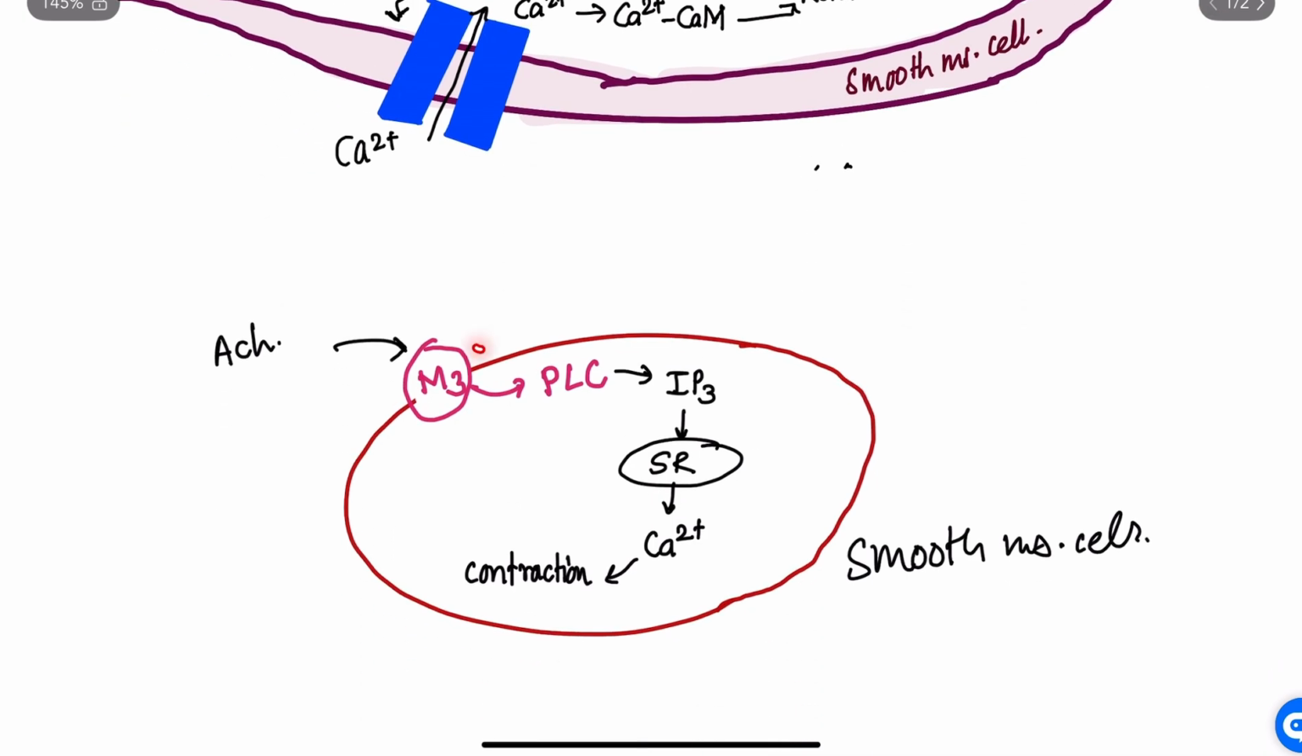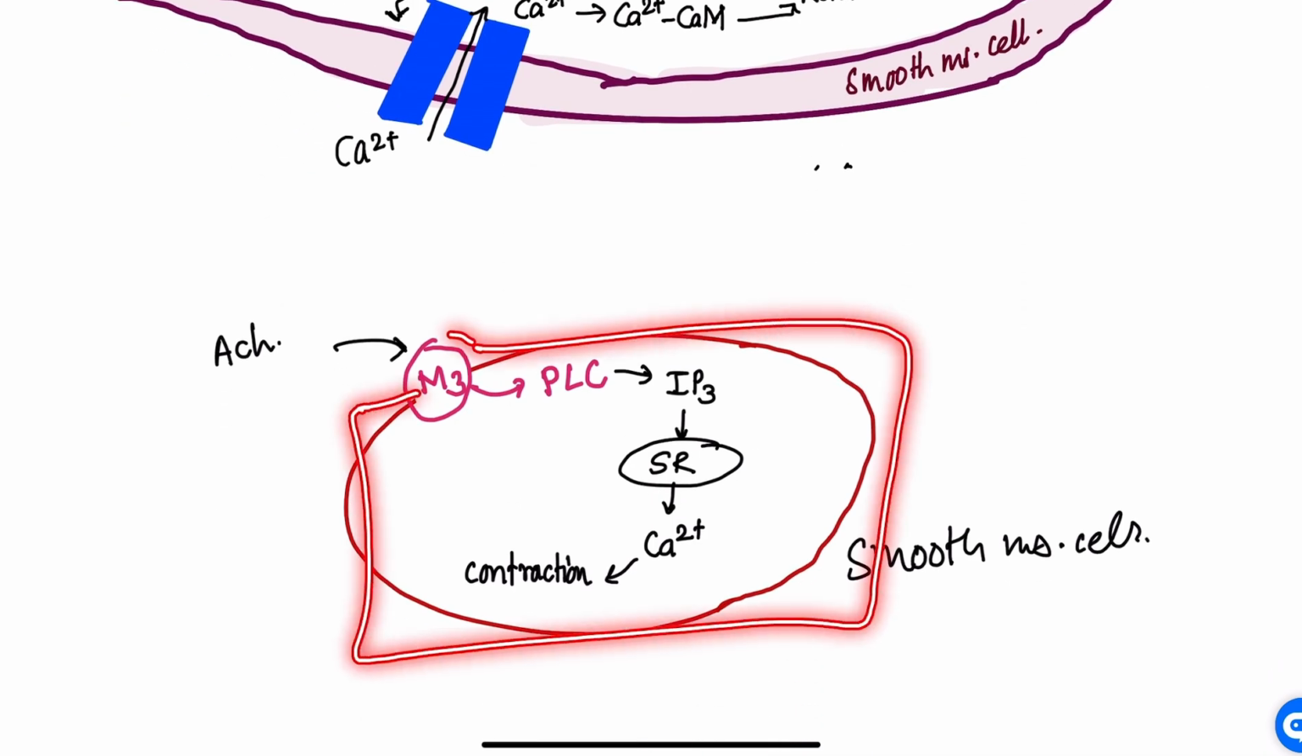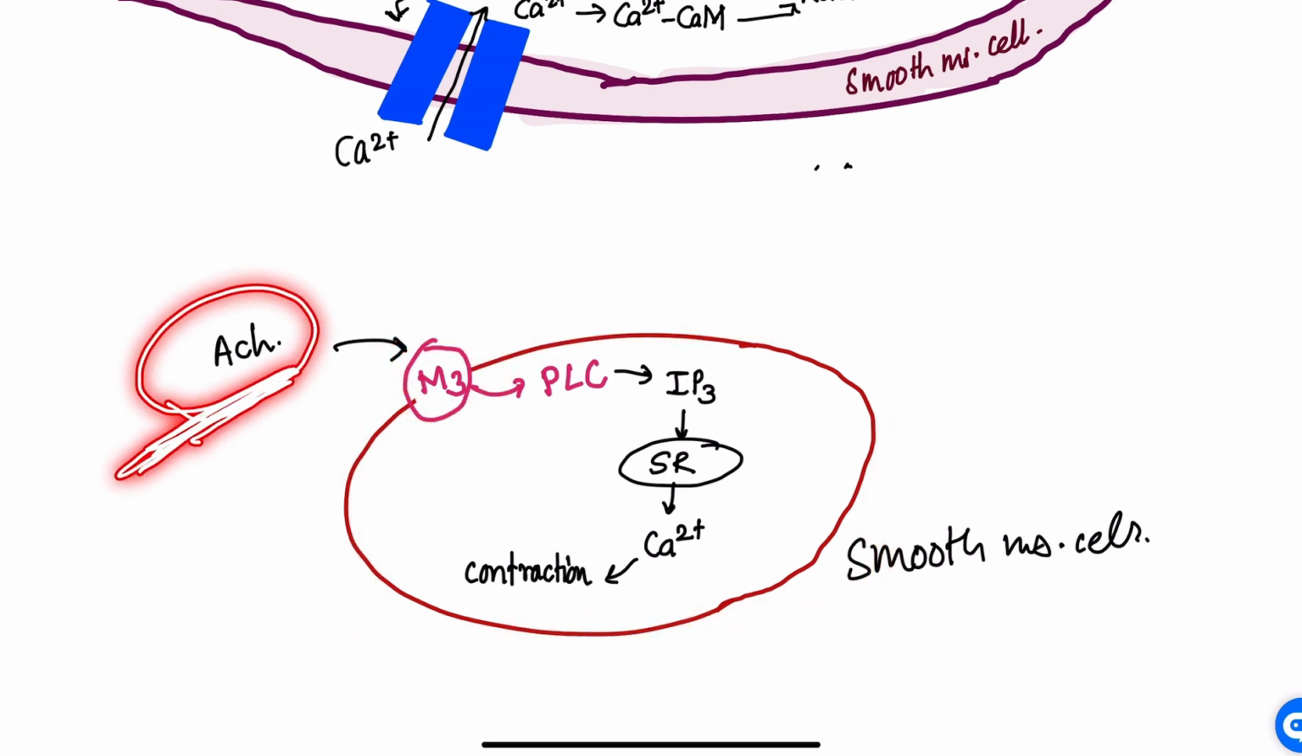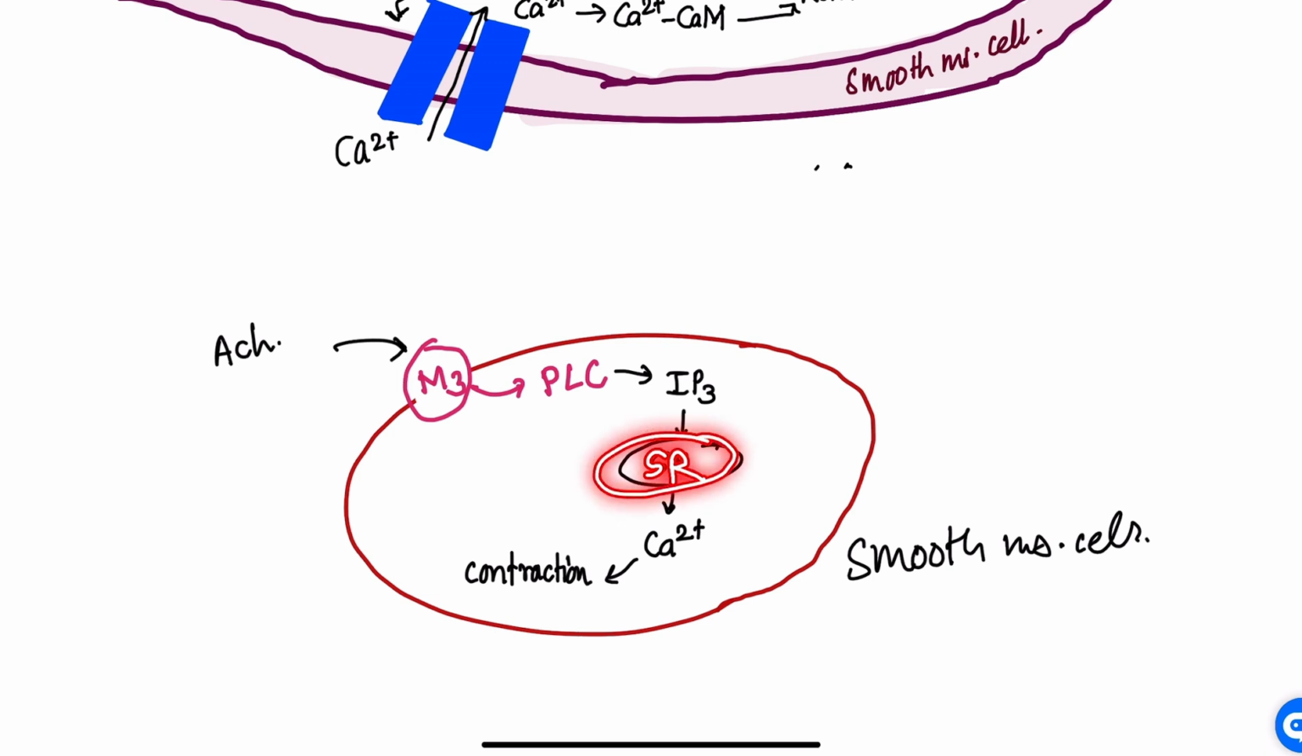Keep in mind that this smooth muscle cell also has muscarinic receptors on its membrane. So on direct exposure or direct diffusion of acetylcholine, this muscarinic receptor gets stimulated, and it further stimulates phospholipase C enzyme, leading to synthesis of IP3, which will further stimulate the sarcoplasmic reticulum, which really increases the intracellular calcium concentration, and this will lead to contraction of the smooth muscles.